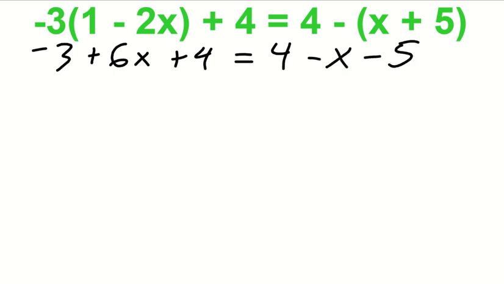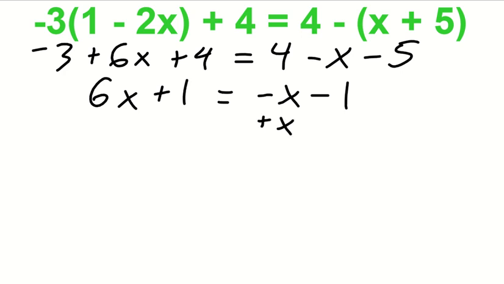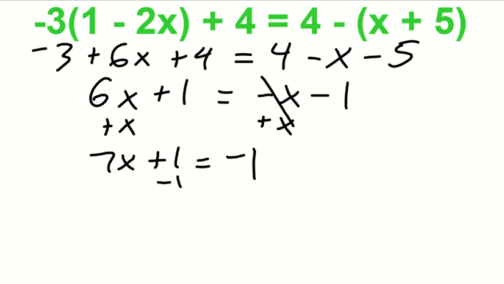We combine like terms next. So I got 6x plus 1 equals -x minus 1. Move the variables next. Get them on the same side. It's going to work out better for you if you move the one with the lower coefficient. So they cancel out on one side. We got 6x plus a 1x. That makes 7x plus 1 equals -1.